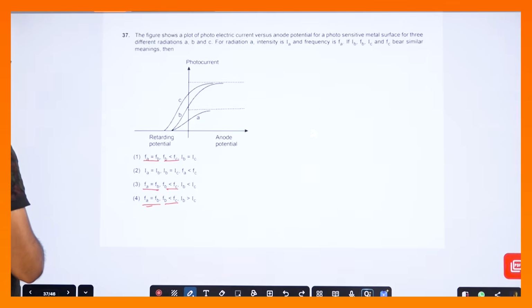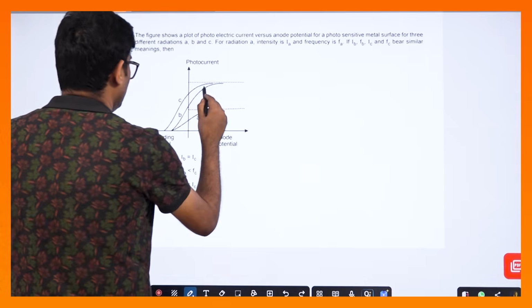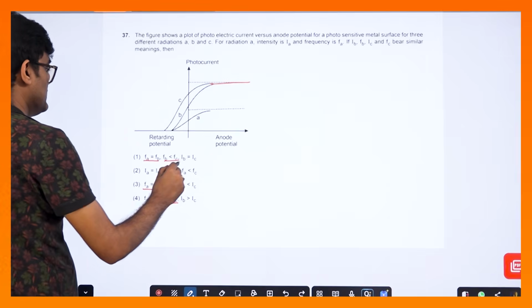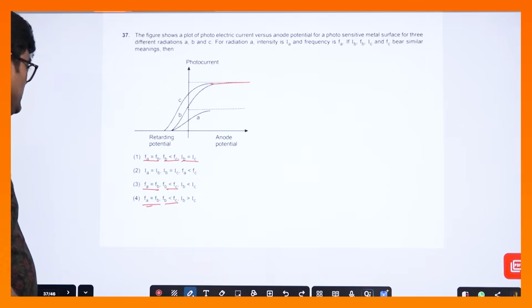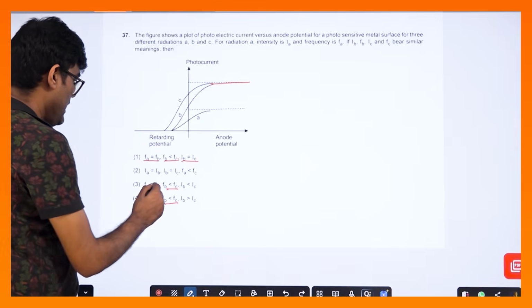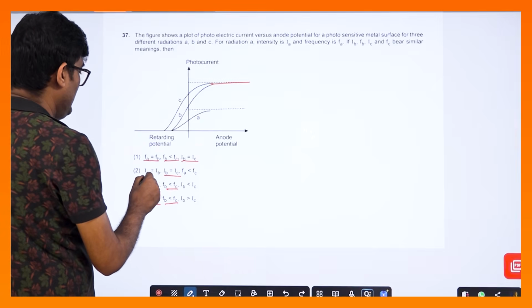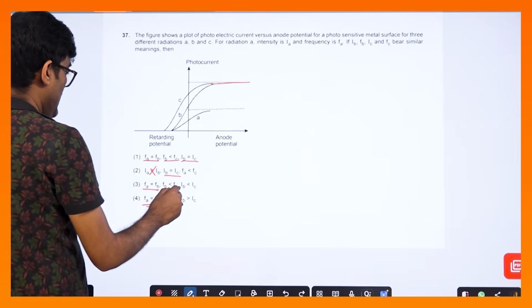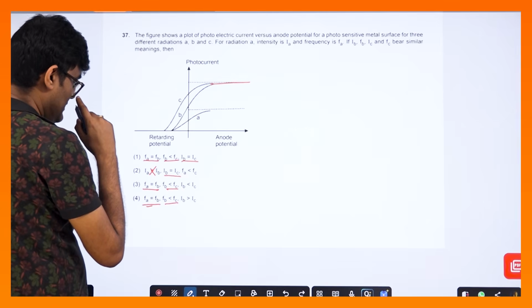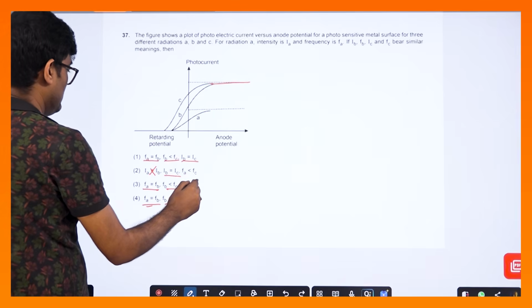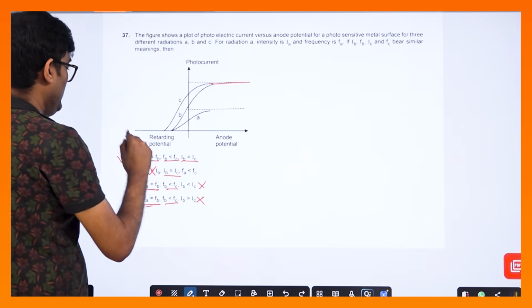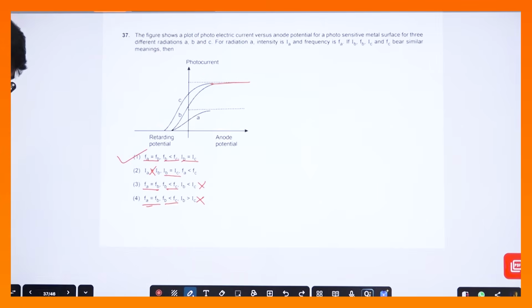Intensity of IB and IC, they are the same, because look, the intensity depends on the saturation current, right? Saturation currents are the same, so IB and IC are the same. I think option A is absolutely correct. IB and IC are the same, but IA and IB are not the same, right? So this is wrong. IB less than IC is also wrong, and IB greater than IC is also wrong. Option A is the correct choice for this question.